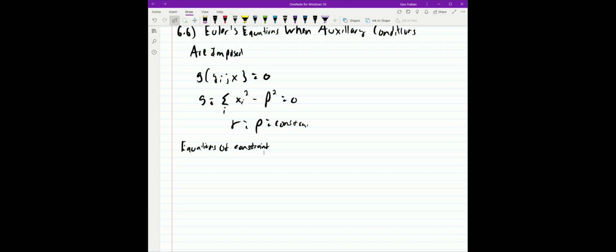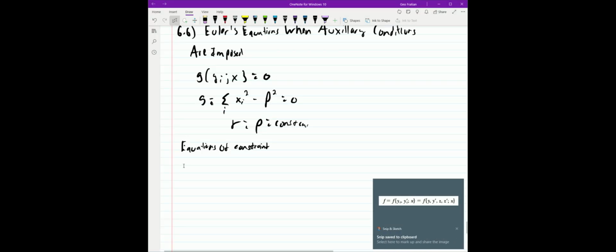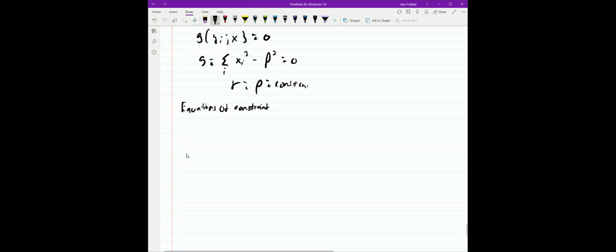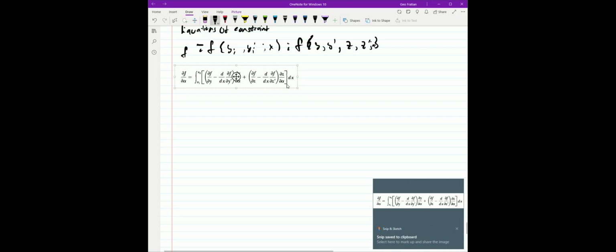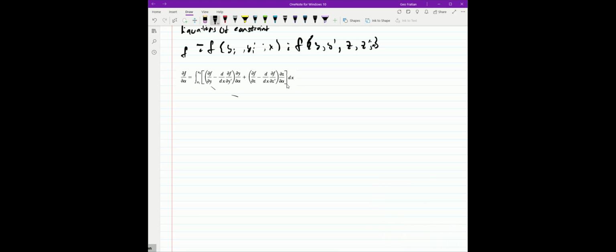So let's consider the case where F is equal to f of y_i, y_i prime with respect to x, which is really just f of y, y prime, z, and z prime with respect to x. Then we basically have our equation with just two things. Our sum turns into two terms, f1 and f2. And then that means we have an equation of constraint of the form g of y_i with respect to x, which is g of y, z, equal to 0.